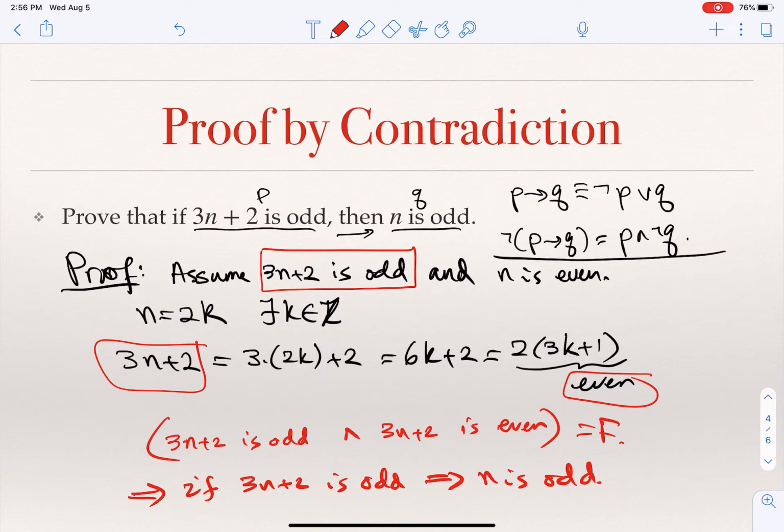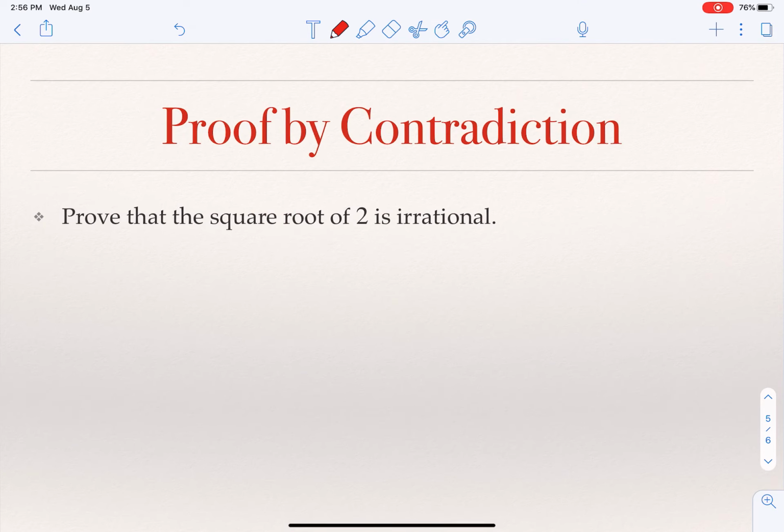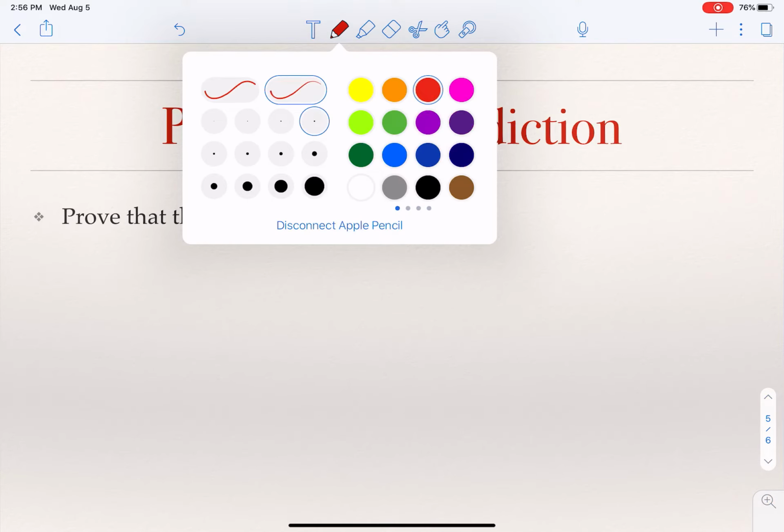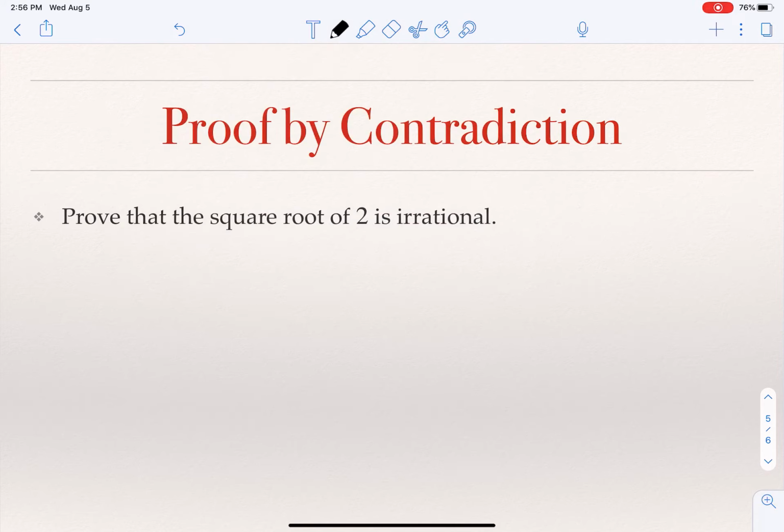Let's show now another example that's a textbook example of proof by contradiction. Prove that the square root of 2 is irrational. A number is rational if you can write it as p divided by q, for p and q being integers. Of course, q cannot be 0. So 1/2 is rational, 1/3 is rational, 2 divided by a million is rational, 5 is rational, and so on.